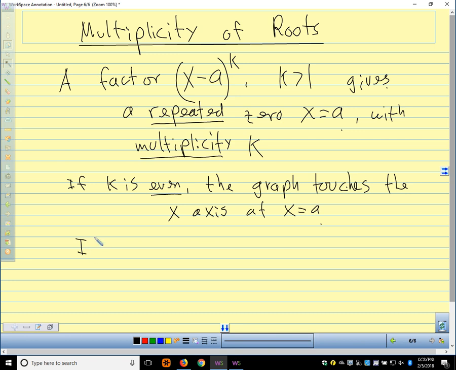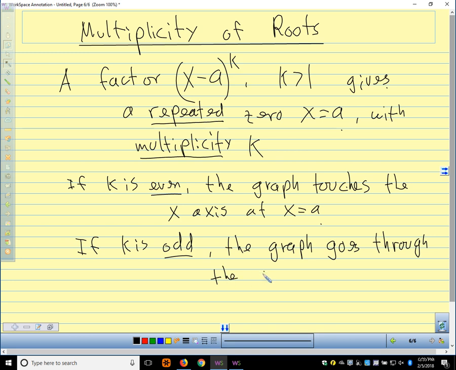If k is odd, the graph goes through at x equals a. So it's going to cross the x-axis at that particular point. So the multiplicity tells us what the function is going to do at that particular point on the x-axis.